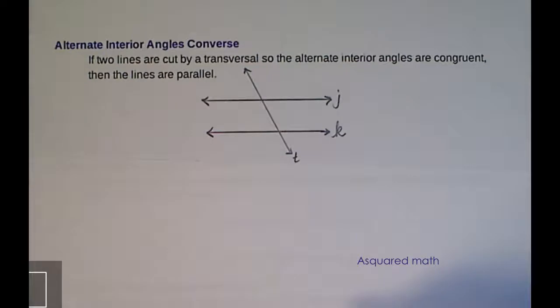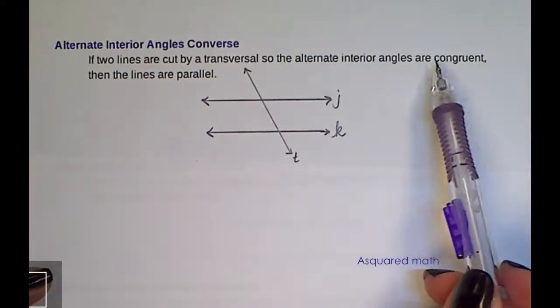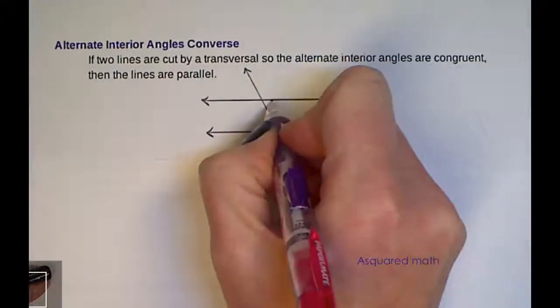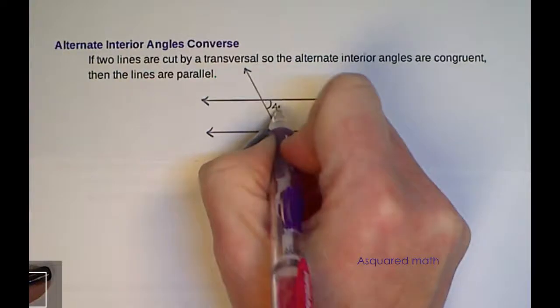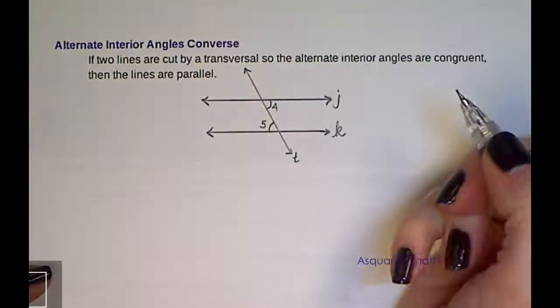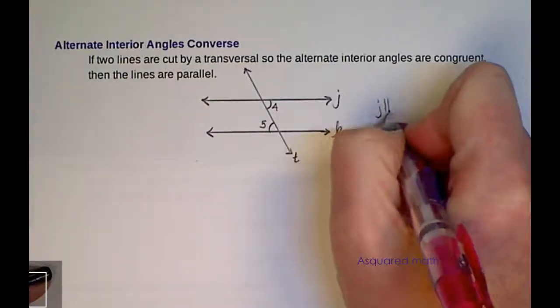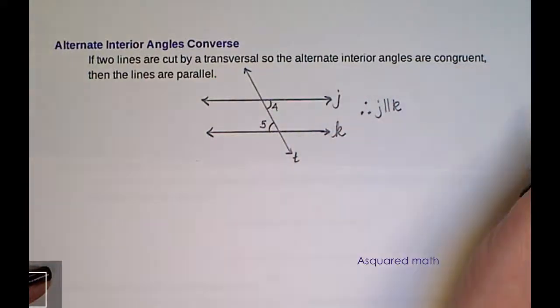Now let's get into the last 3 converses. The first one we'll talk about is the alternate interior angles converse. If 2 lines are cut by a transversal, so the alternate interior angles are congruent, then the lines are parallel. If I pick these 2 angles here, I call them angle 4 and angle 5. If we can prove that these are congruent, then we can say that J is parallel to K. Put that little therefore sign there again.